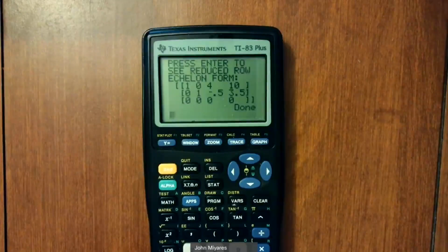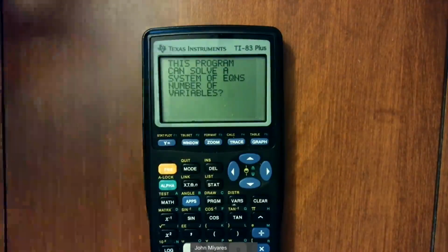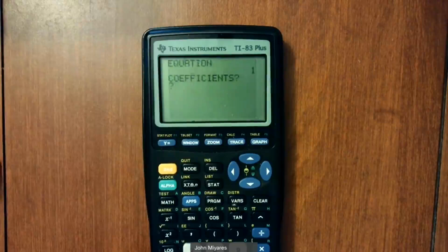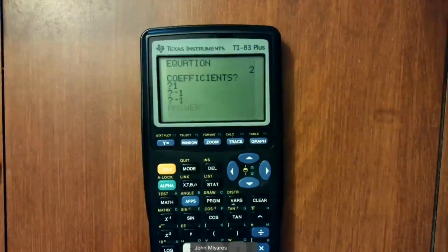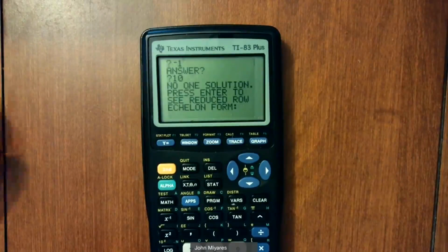For my last example, I want to look at the one that we did with the inconsistent system. So if I hit enter here, I'm going to start that one up where I have three variables, three unknowns. I'm going to say 3x plus 2y minus 3z equals 10. I've got 1x, negative 1y, negative 1z equals negative 5. Then I have 1x, 4y, negative 1z equals 10.